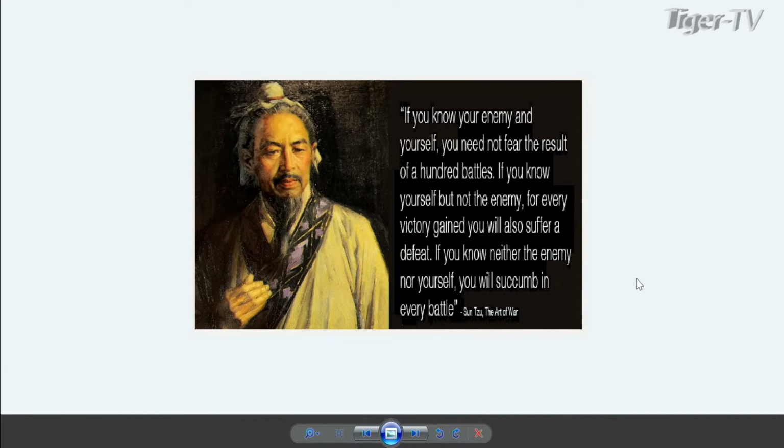And he says, if you know your enemy and yourself, you need not fear the result of 100 battles. If you know yourself but not the enemy, for every victory gained you will also suffer a defeat. If you know neither the enemy nor yourself, you will succumb in every battle. And boys and girls, if that's not a description of trading, I don't know what is.